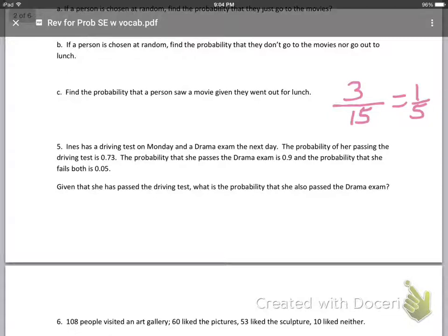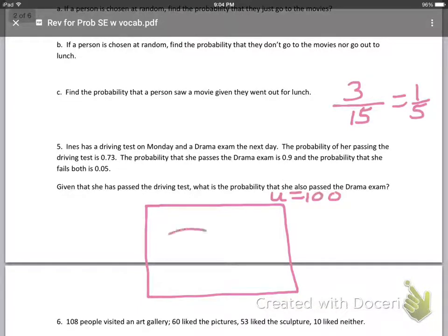Okay, Ines has a driving test on Monday and a drama exam the next day. The probability of her passing the driving test is 0.73. The probability that she passes the drama exam is 0.9. The probability that she fails both is 0.05. Find the probability that she passed the drama exam given that she passed the driving test. Okay, I hope you realize that this is a Venn diagram because they talk about failing both. Okay, so because it's in percents, it's going to be 100. And so we have driving and we have drama.